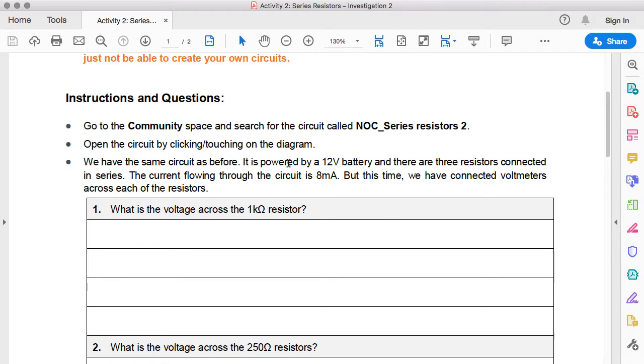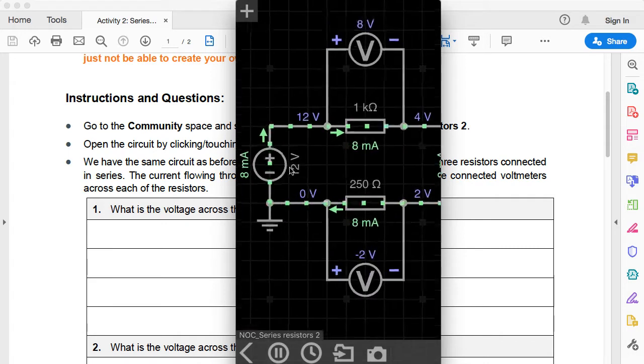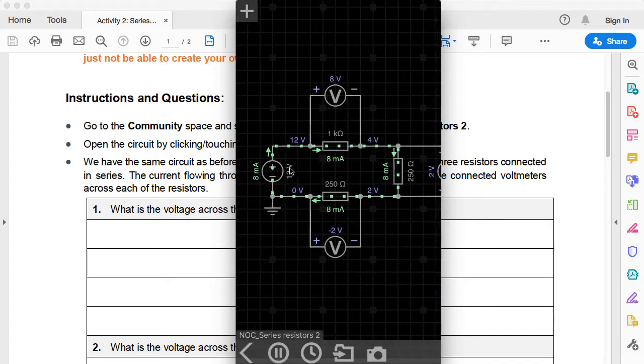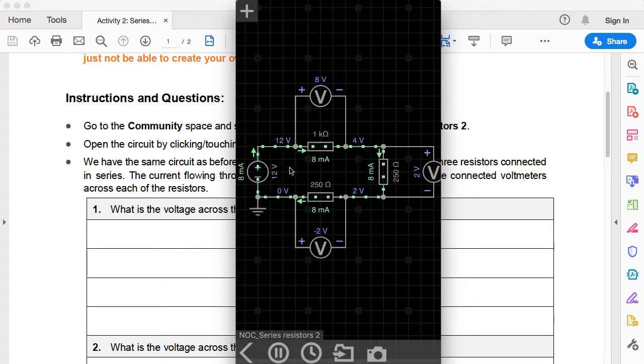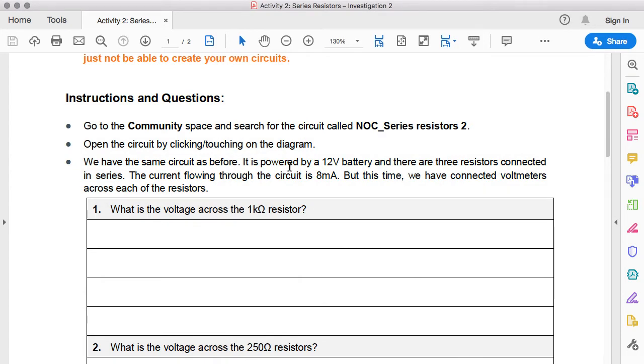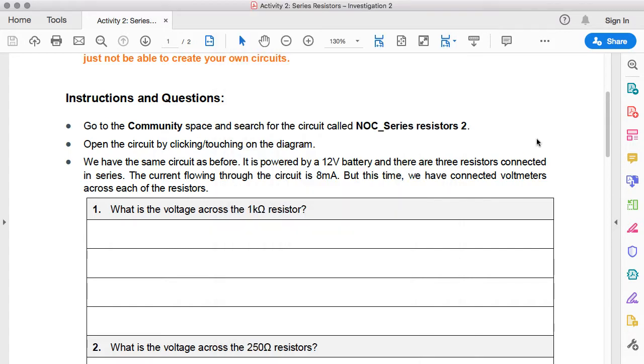It says we have the same circuit as in the previous video, where we had a 12 volt voltage source and 3 resistors connected up in series: a 1 kilo ohm resistor, a 250 ohm resistor, and another 250 ohm resistor. All of that is the same, and the current flowing through the circuit is still 8 amps. We can see that over there.